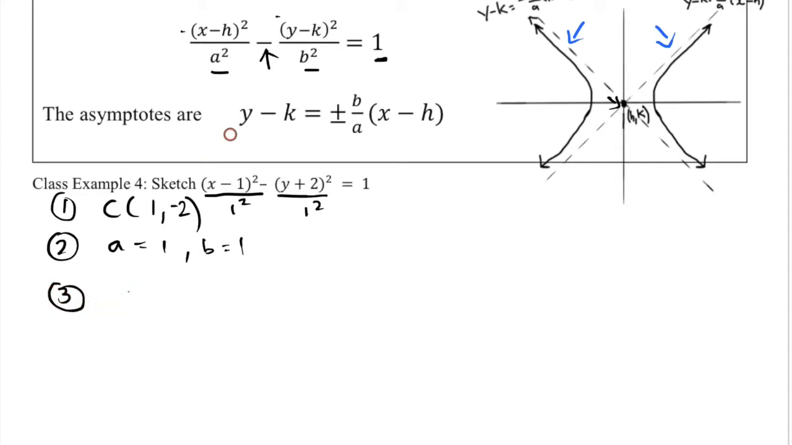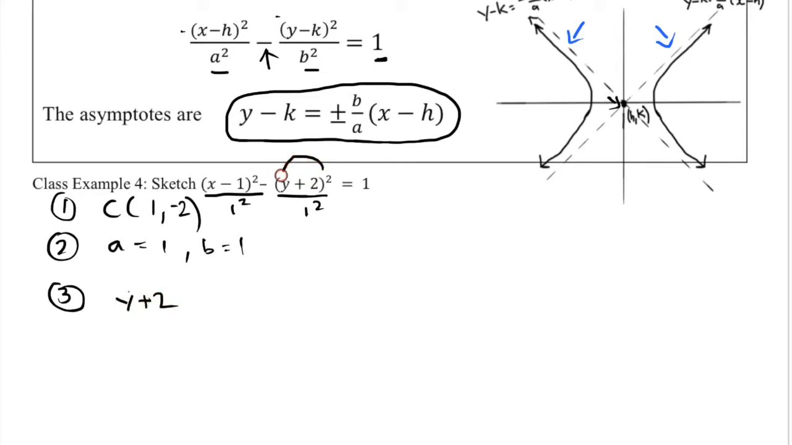Okay, now step number 3, we have to find our asymptotes. So remember, our asymptotes have this general equation right here. y minus k equals plus minus b over a, x minus h. So y minus k is y plus 2, because that's our y minus k. Just take the number inside the bracket, chuck it in here. Then you always have plus minus b over a. This a is horizontal, b is the vertical. Then x minus h, so x minus 1.